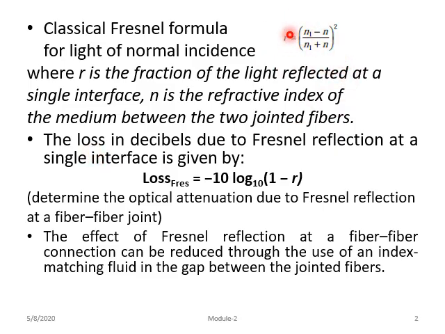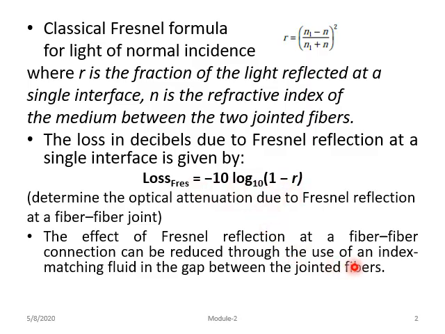If I calculate this R, then I can find the fiber light reflection I considered earlier. With respect to that, we can calculate the loss in decibels using this equation. The loss in decibels due to Fresnel reflection at a single interface is equal to minus 10 log base 10 of (1 minus R). This determines the optical attenuation due to the Fresnel reflection at the fiber to fiber joint, which we calculate with this equation.